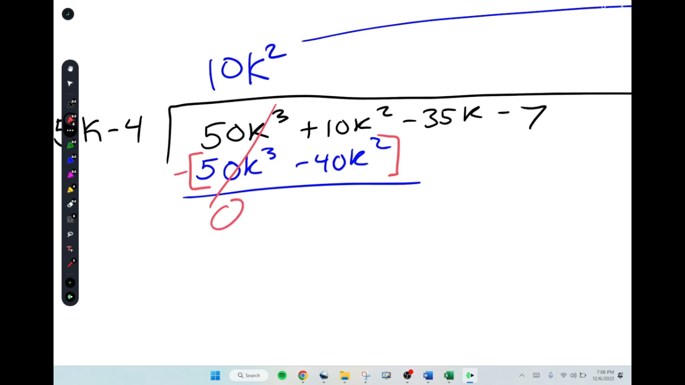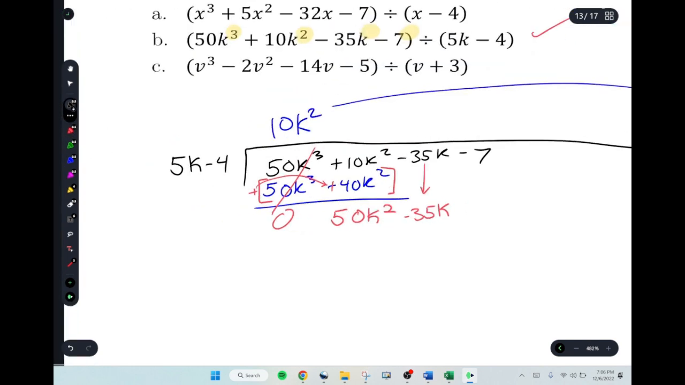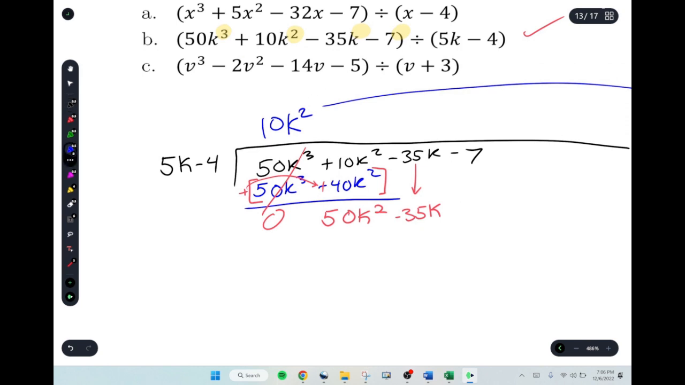Which means that these turn into positive 50k squared. Look at that. Drop this down, negative 35k, and we start the whole process over. 5k times what will give me 50k squared? This time it's just a 10k.